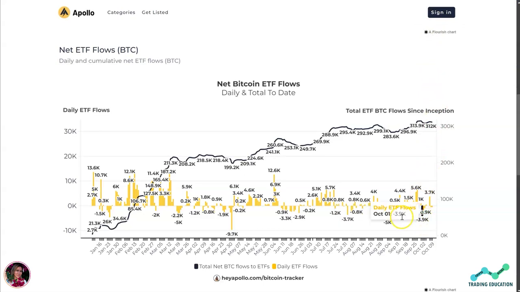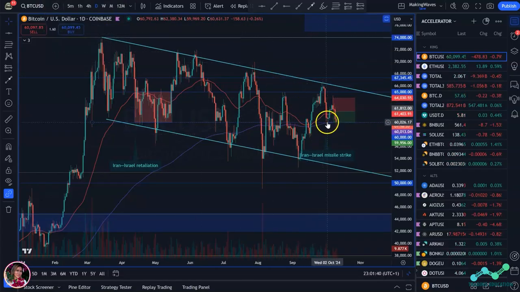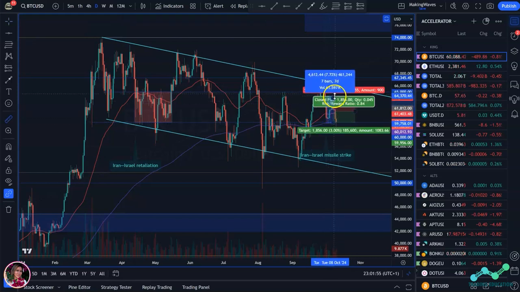Yes, October 1st, outflows of 3,900 ETFs. That's the highest outflows we've seen since the 5K on September 3rd. Okay, so let's see what happens on the charts on or around October 1st. What happened on October 1st? This happened. Iran-Israel missile strike. We found a low at 60K and we rallied up to 64K, and that just happened. Okay, for like a 7-8% increase.